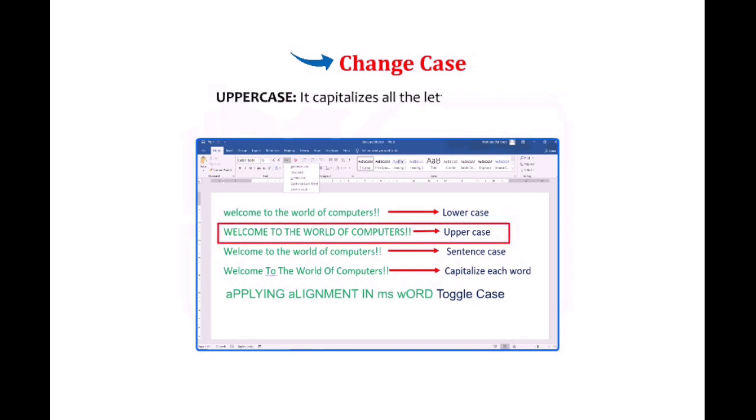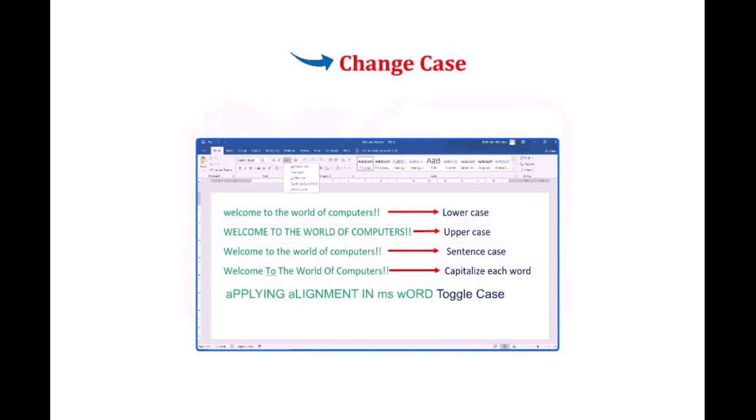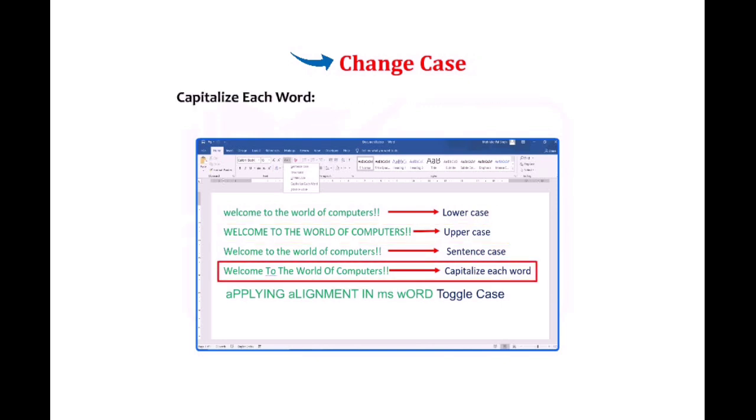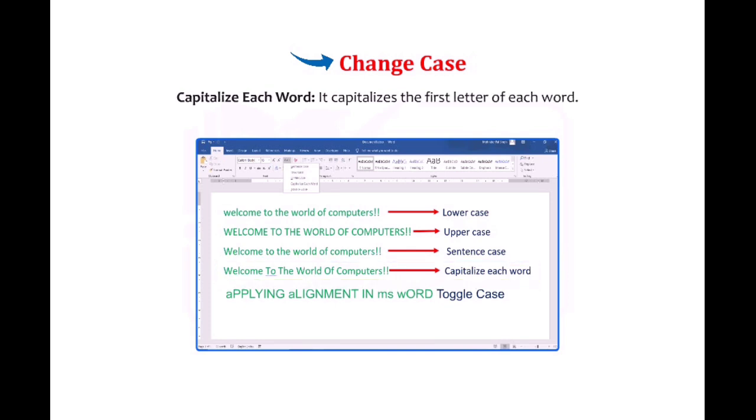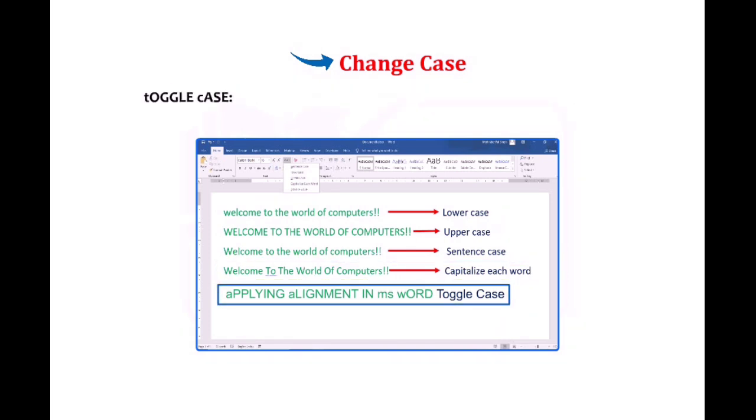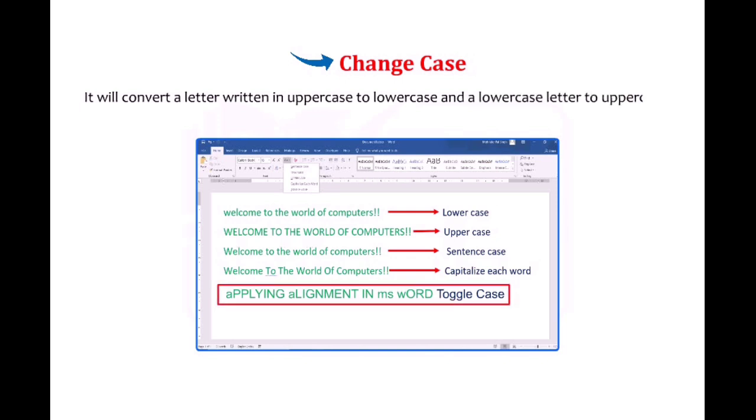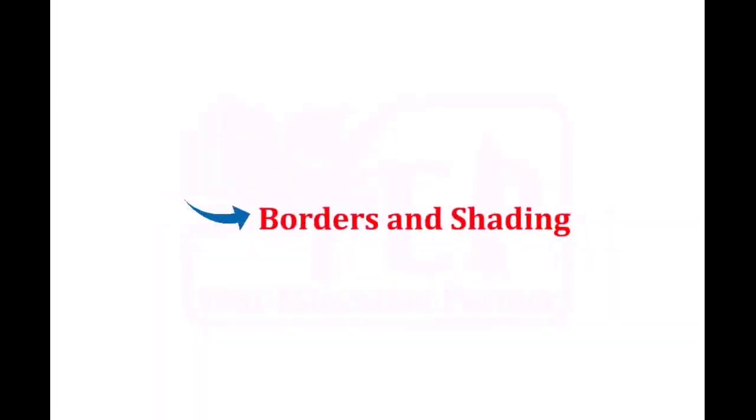Uppercase. It capitalizes all the letters of the text. Capitalize each word. It capitalizes the first letter of each word. Toggle case. It reverses the case of each and every letter in the sentence. It will convert a letter written in uppercase to lowercase and a lowercase letter to uppercase. Okay students, now we will talk about borders and shading.